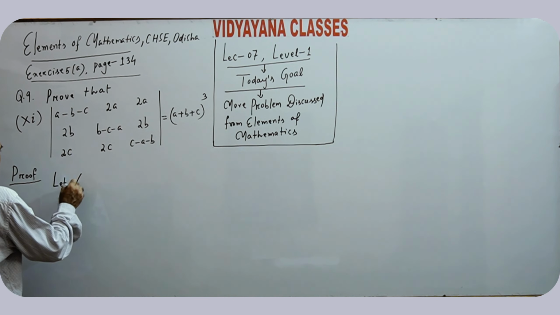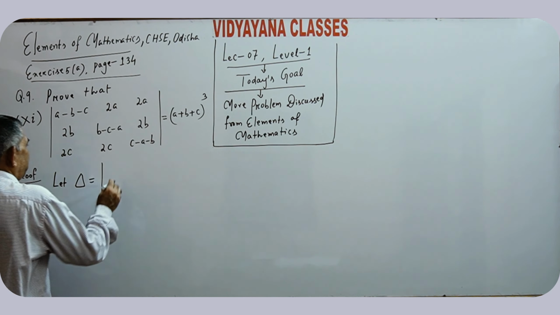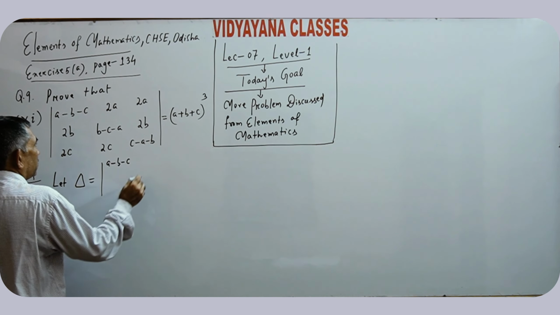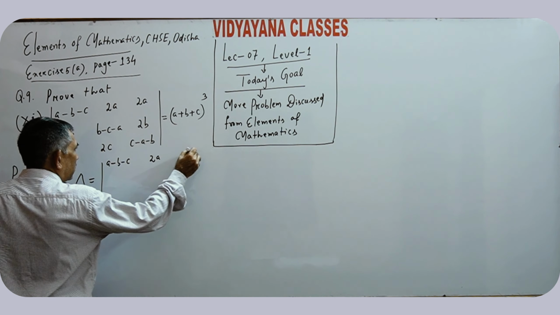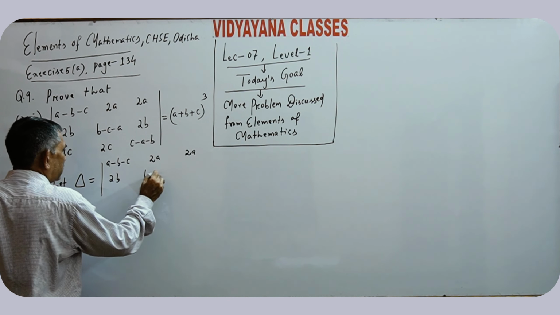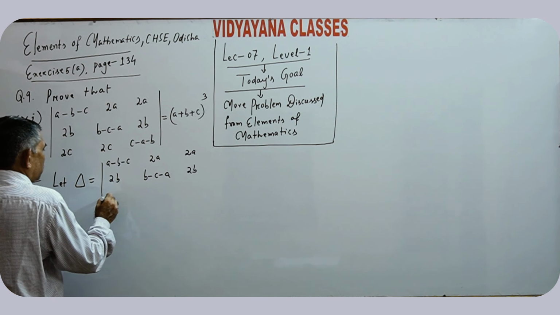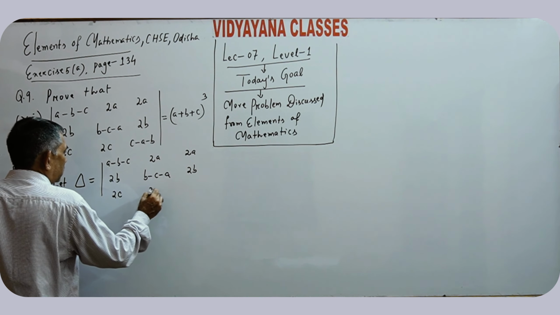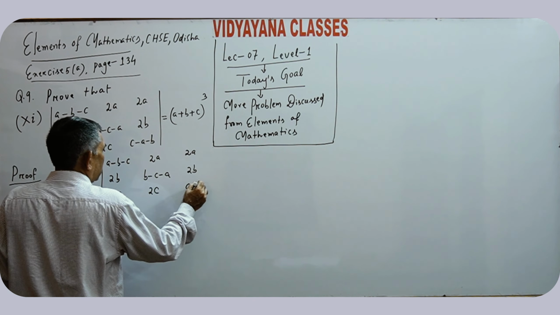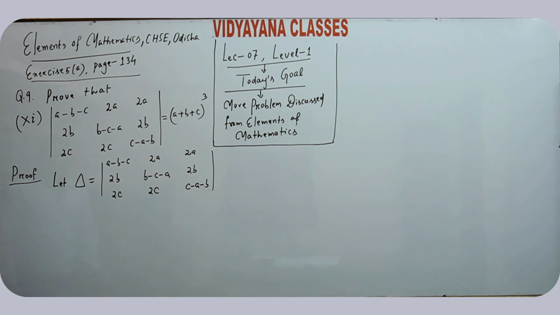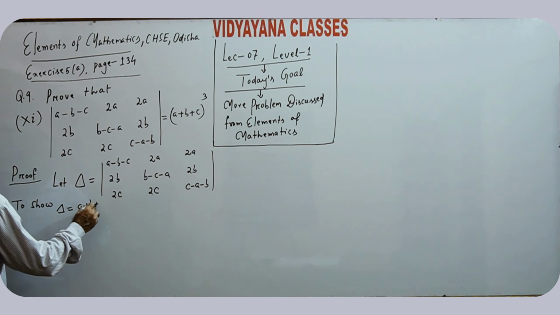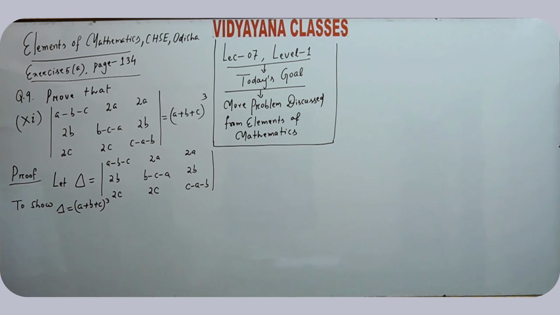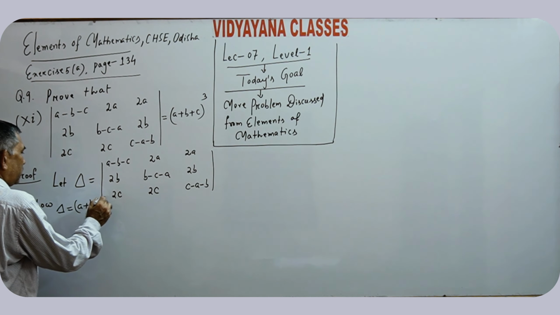Let del be the determinant having elements a minus b minus c, 2a, 2a; 2b, b minus c minus a, 2b; 2c, 2c, c minus a minus b. To show del is equal to a plus b plus c whole cube. To show the value of the determinant is a plus b plus c whole cube.